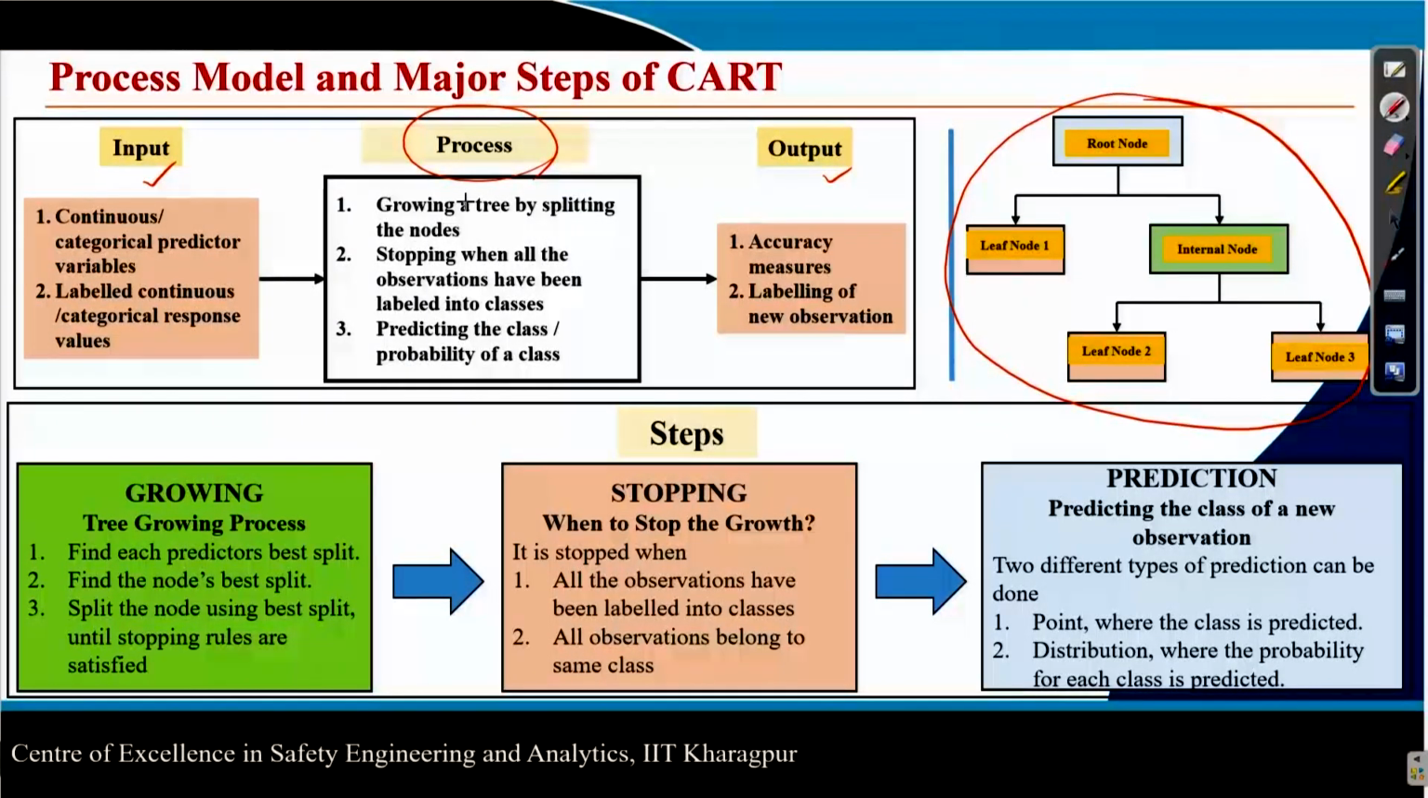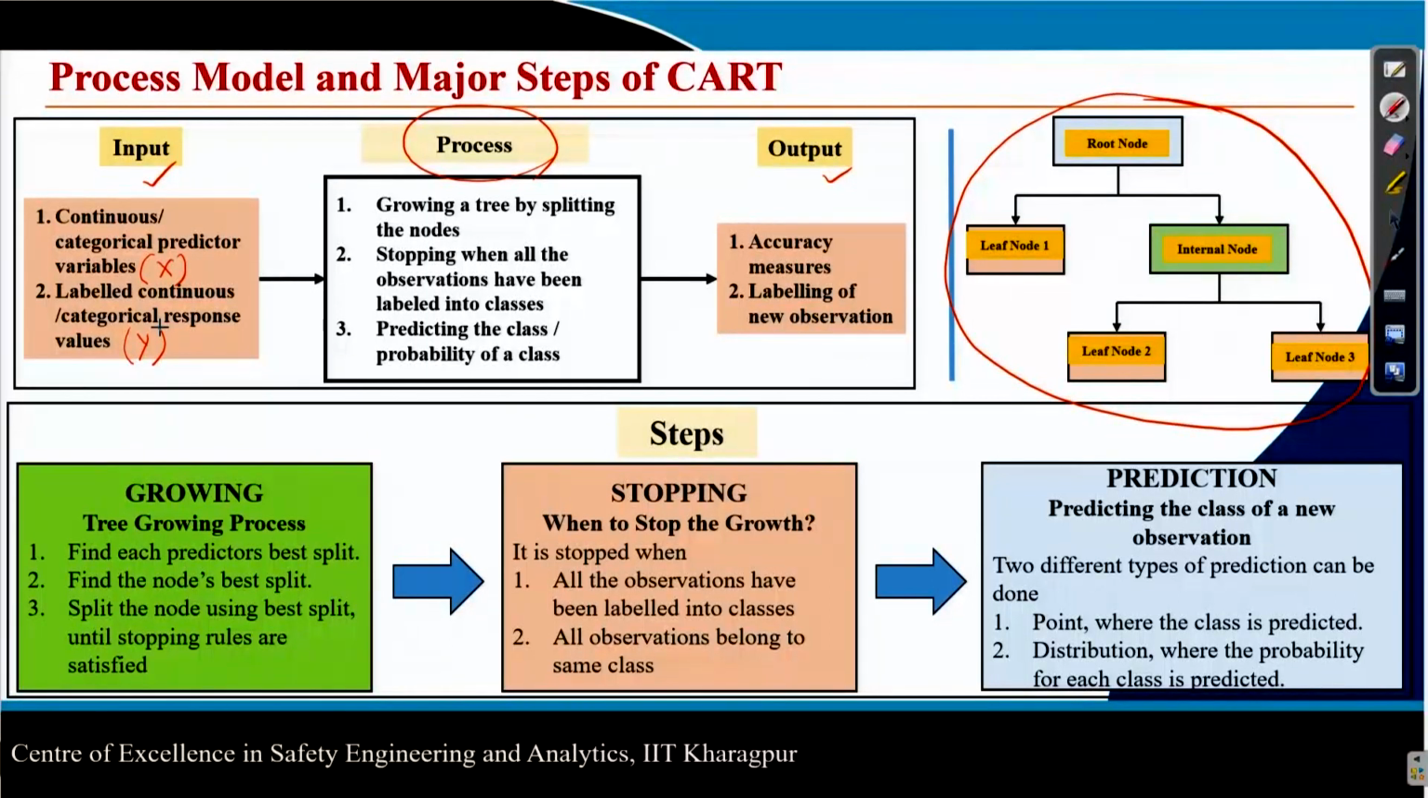Now, let me tell you, in order to do CART, what are the inputs? You have to have predictor variable x. This you have seen in logistic regression also. There are one or more predictor variables. If there is one predictor variable, it is one x. If there are multiple predictor variables, then p number of x. And the second one is class variable y.